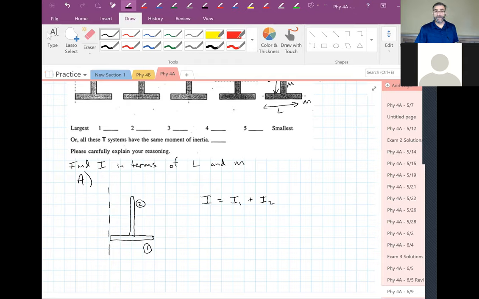So far, so good. You're going to add them up, right? You're going to treat them like two separate rods, add the rotational inertias together to get the total rotational inertia. I'll do the easy one for you. I1 is a rod rotating about its endpoint, 1/3 ml squared. What about I2?